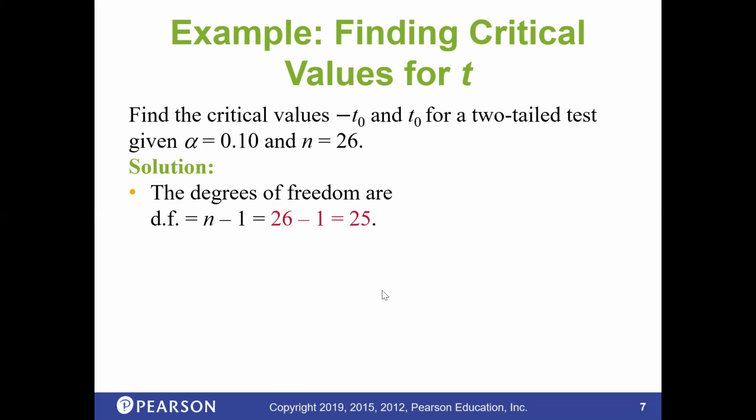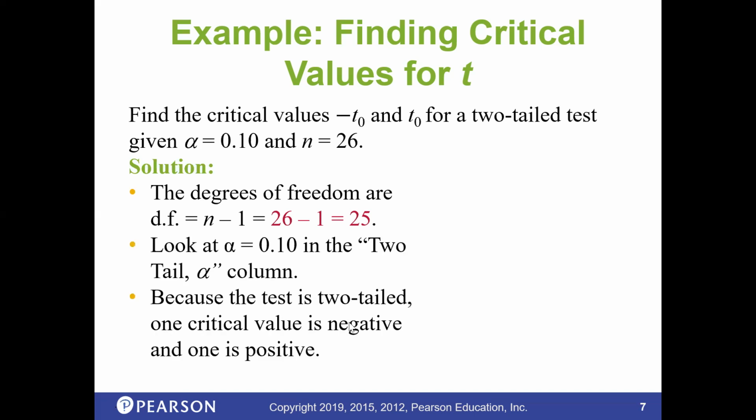All right, so we'll go with 25 degrees of freedom is what we're looking at. Alpha is a two-tail test this time. And plug it in to 0.1 in the two-tail column. It's going to be both a negative and a positive value this time. And how about a negative 1.708 and a positive 1.708? Are we good?